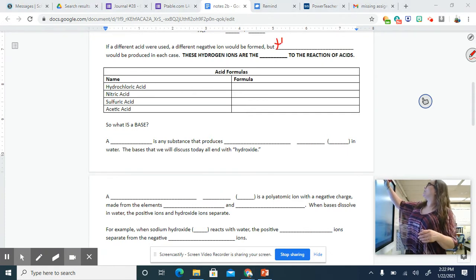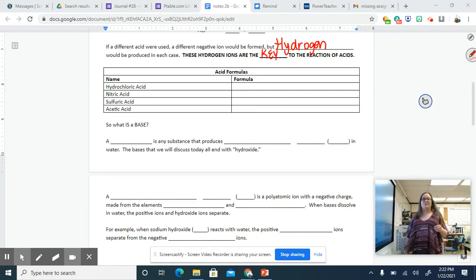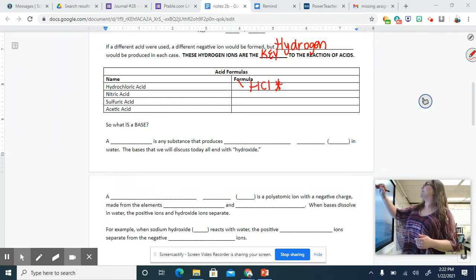So those hydrogen ions are the key to the reaction of bases. How strong are the hydrogen ions? That's how strong of an acid it is. So hydrochloric acid, we've already known that one. That one's HCl. Test question alert. I want you to know the chemical formula for hydrochloric acid.